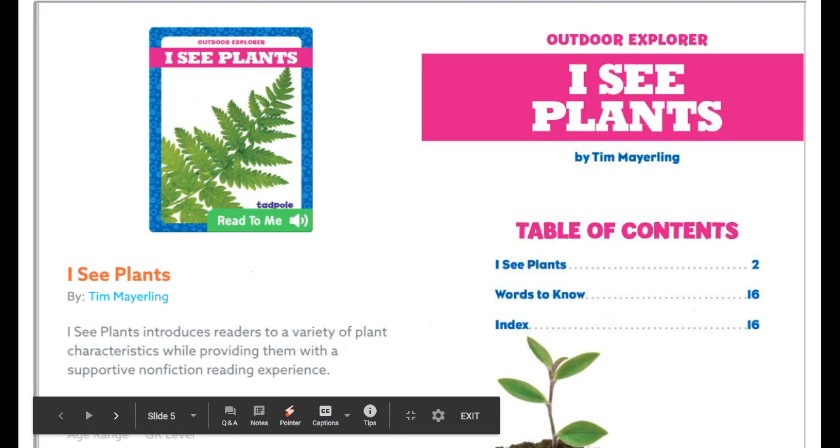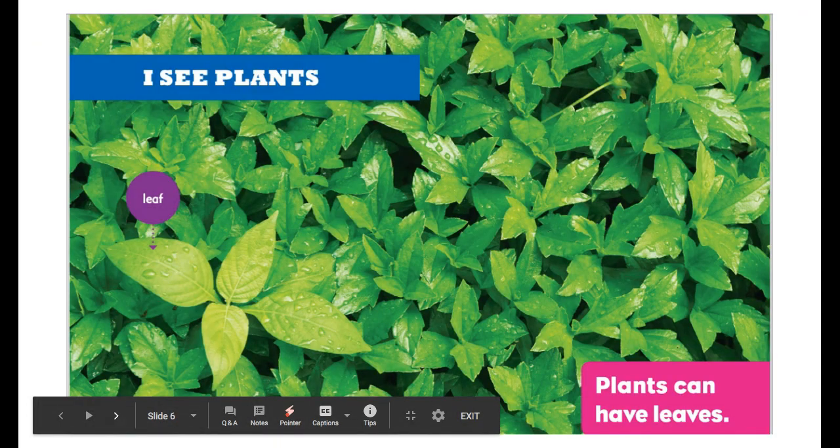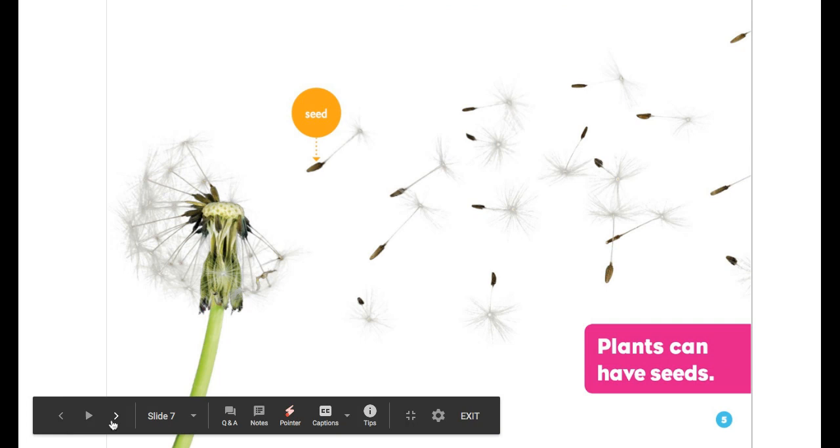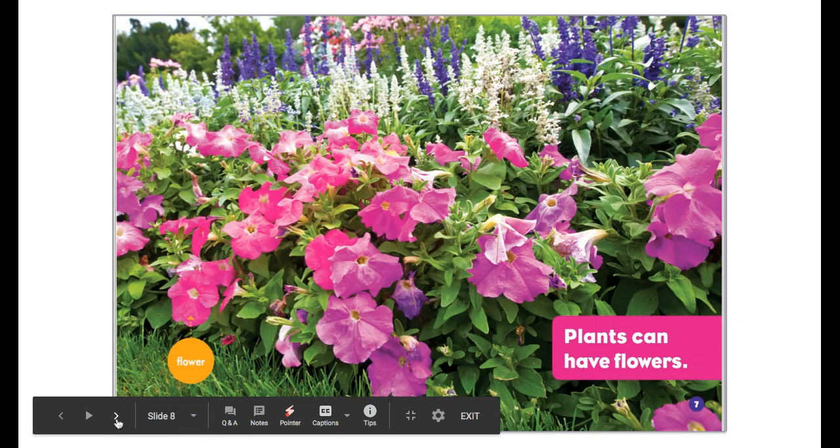All right, I See Plants. I see plants. Plants can have leaves. Here's a little label telling you that this is a leaf. Plants can have seeds. Again, we see a label up there that says seed to show us that that's a seed. Plants can have flowers.